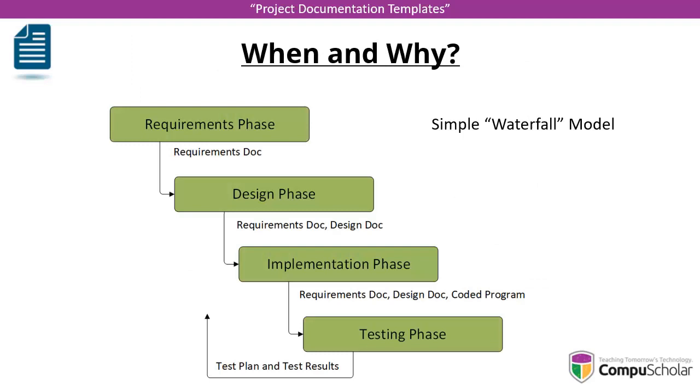There's an implementation or a coding phase where you actually sit down and create the program based on your designs and your requirements. And then there's a testing phase where you go through a careful test plan to make sure that your program meets all of the requirements. And this is usually an iterative process, so if the testing phase finds problems, those problems will be fed back into the requirements, the design, or the implementation phase in order to be corrected.